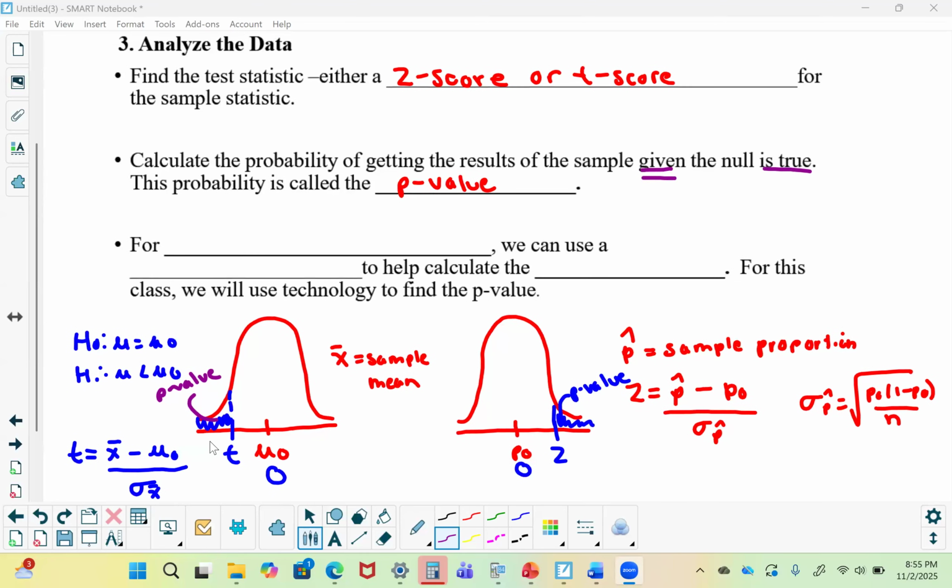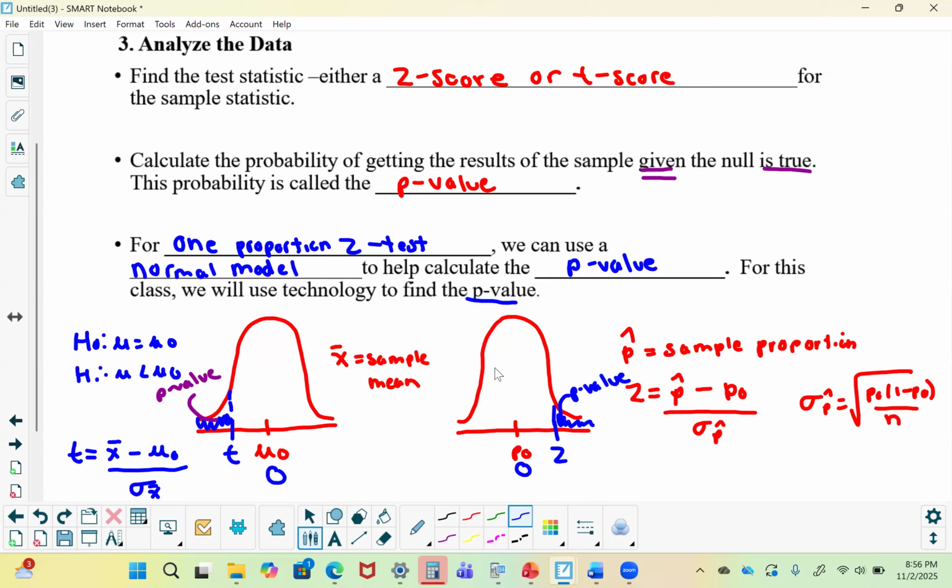So we will have a lot of different types of models, but one model, if we're doing proportions, is called a one proportion z-test. Think of the one proportion z-interval that we did for confidence intervals, but we do a test, which is a hypothesis test, instead of a confidence interval. We can use the normal model to help calculate the p-value, which is kind of what I showed here. But for this class, we'll use technology to find the p-value.